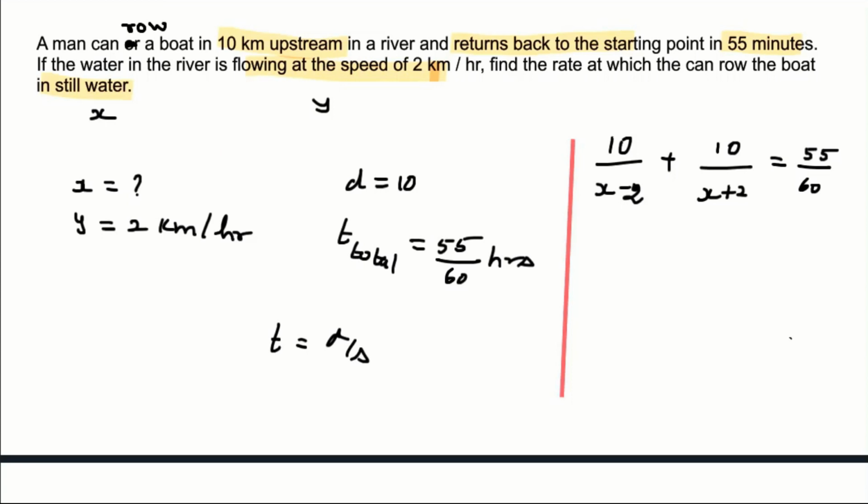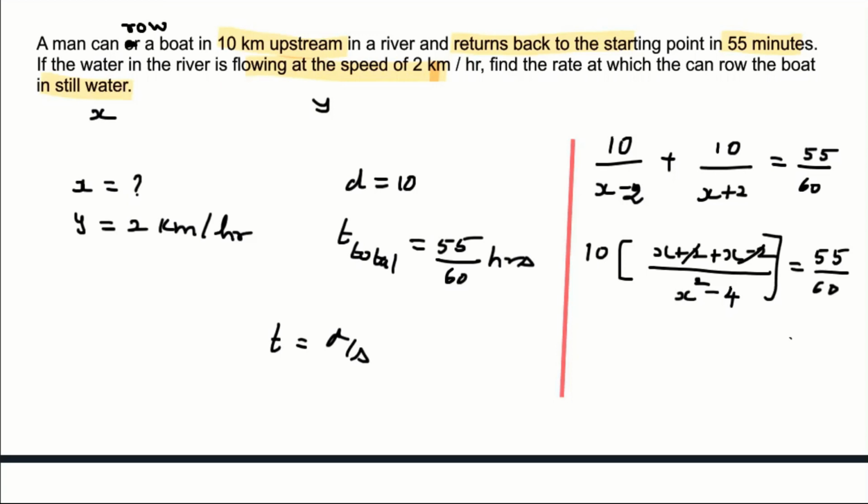Take LCM now. You can take 10 commonly out. So it is x plus 2 plus x minus 2, and the denominator looks like a plus b into a minus b, which is a square minus b square, equal to 55 by 60. The plus 2 and minus 2 get cancelled. 2x into 10 is 20x. So 20x by x square minus 4 equals 55 by 60. This can be reduced by 5 table, so this is 11 by 12.